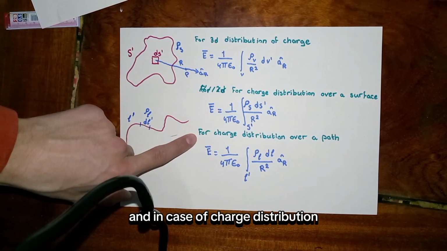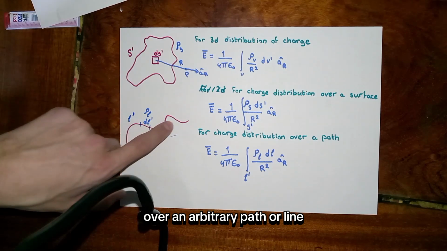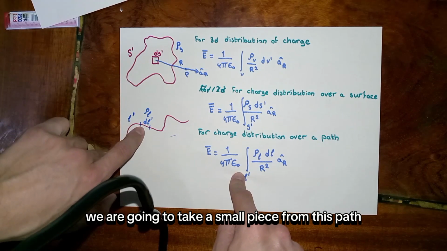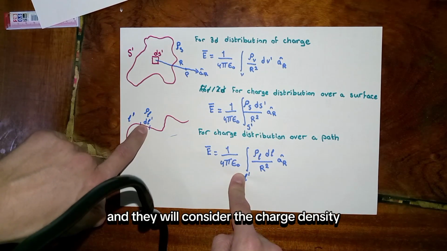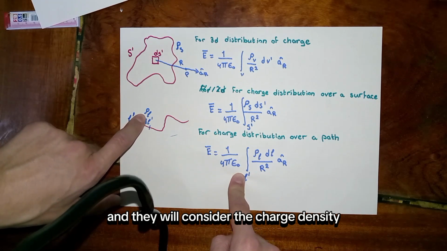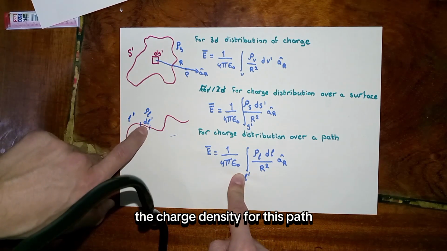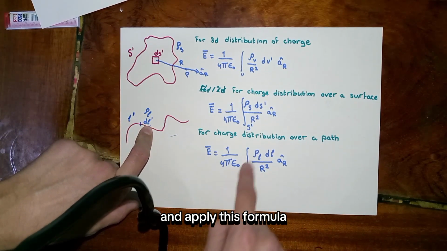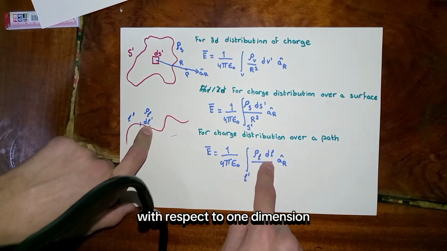In case of charge distribution over an arbitrary path or line, the same thing applies. We are going to take a small piece from this path, dl primed, and we will consider the charge density for this path, or the charge per unit length, and apply this formula. We are going to integrate with respect to the path, with respect to 1 dimension.